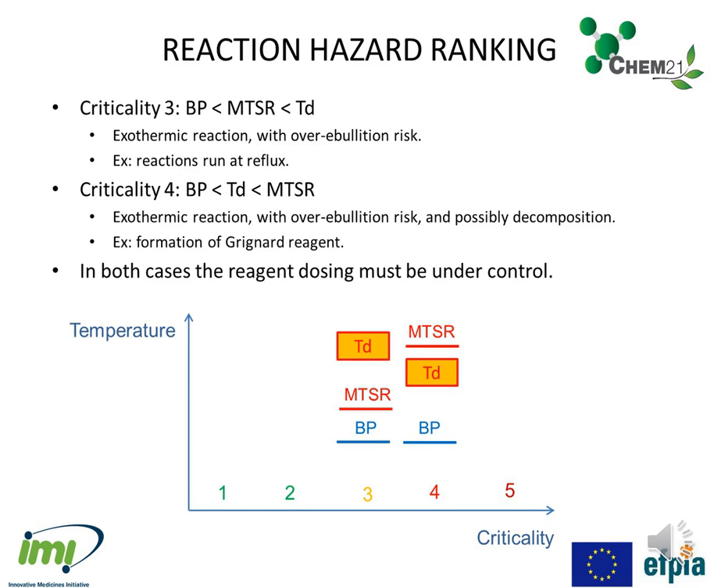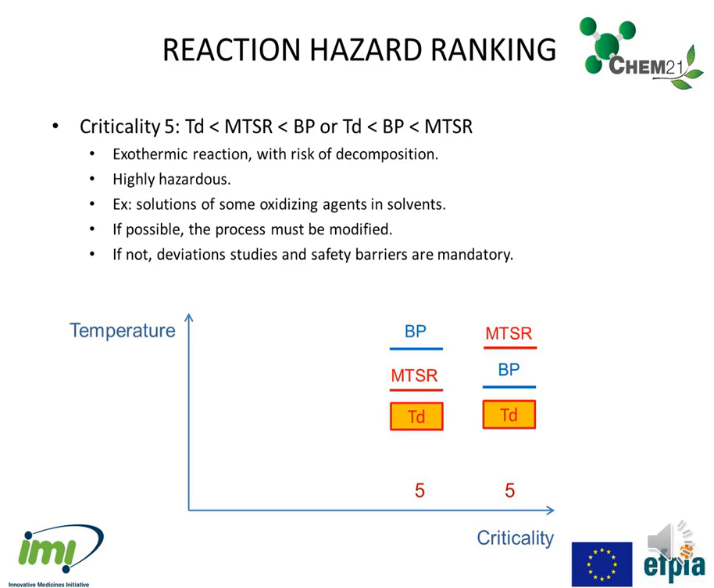Reactions ranked 3 are moderately safe. An uncontrolled reagent dosing can result in an overebullition, but not in a decomposition. Reactions run at reflux are generally ranked 3. Reactions ranked 4 are more risky. Here, after the overebullition, the reaction can start to decompose. The formation of Grignard reagents is in this category. In both cases, the reagent dosing must be under control.